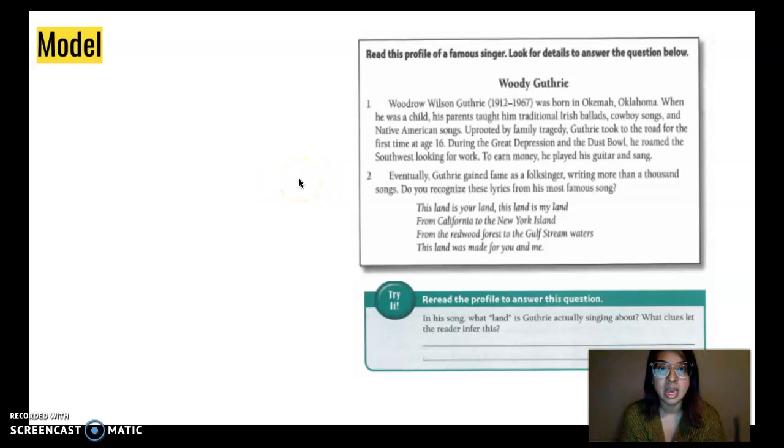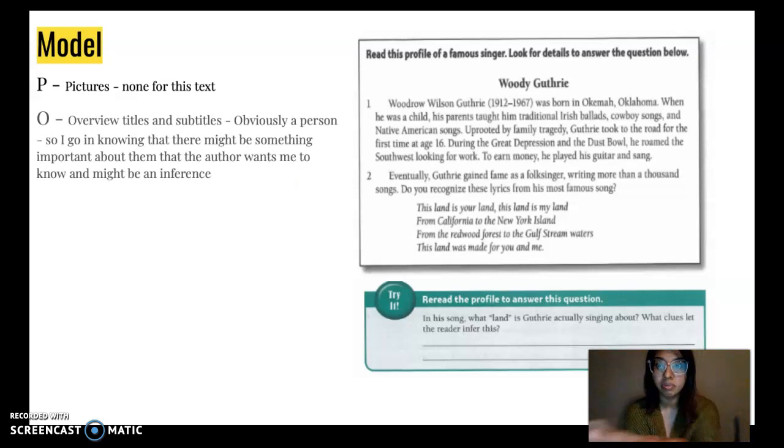So the P in POWER stands for pictures. In this text, there's no pictures, so I would move on from there quickly. Then the O stands for overviewing titles and subtitles. Here I only have one title, which is Woody Guthrie. I know when I look at this, and obviously when I look at the first sentence, because as a reader I'm already kind of peeking at what I'm supposed to be reading anyway, I know it's about a person, and it might be an important person or someone that I need to make an inference on. So I have that here.